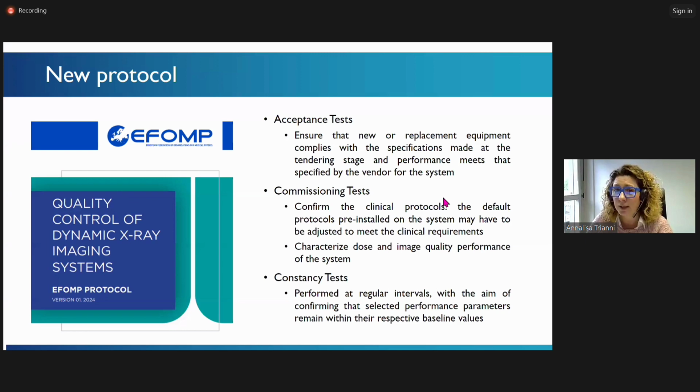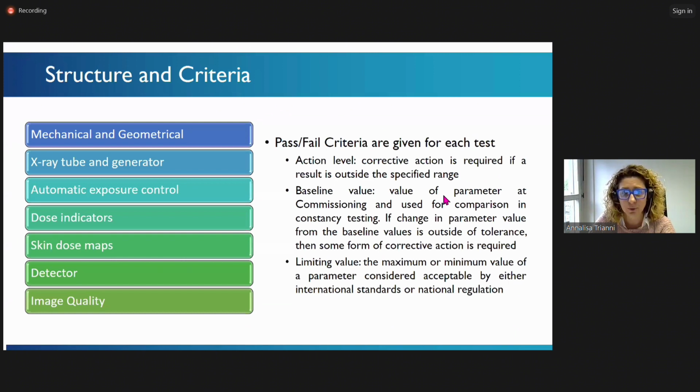The structure is more or less the same structure that you can find in other protocols. So we have mechanical and geometrical tests, tests for the X-ray tube and generator, the automatic exposure control, and the verification of dose indicators. We introduce skin dose maps, even if the tests are not fully complete and there's no full agreement on that. Then tests about the detector and tests about image quality.